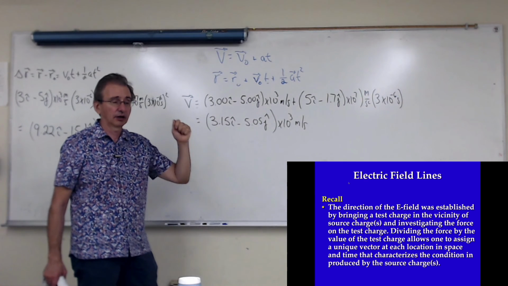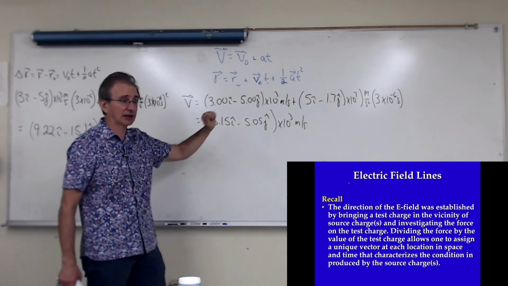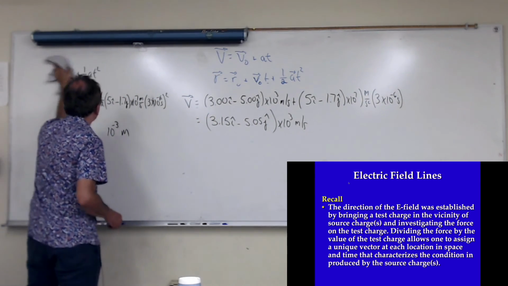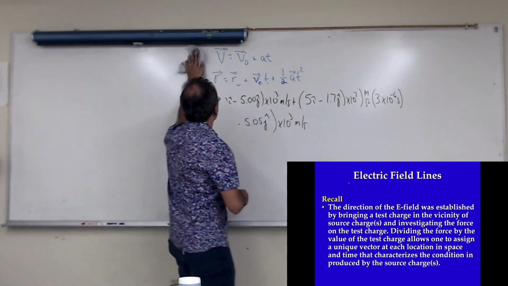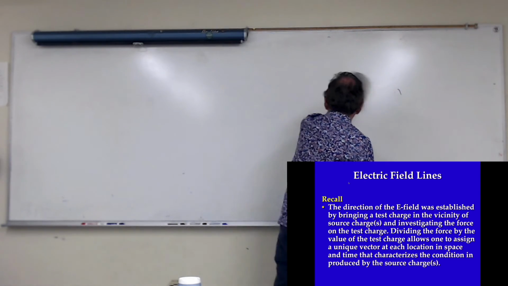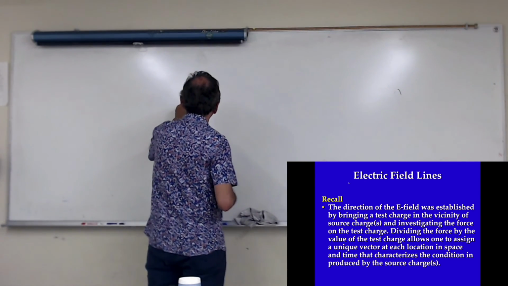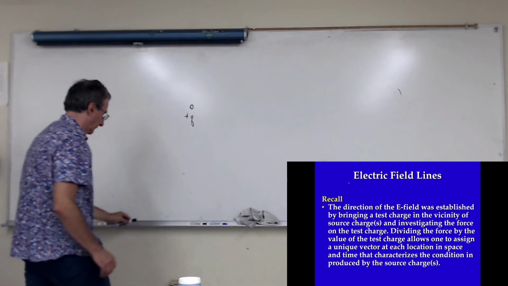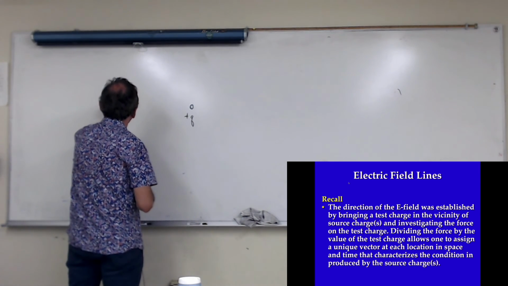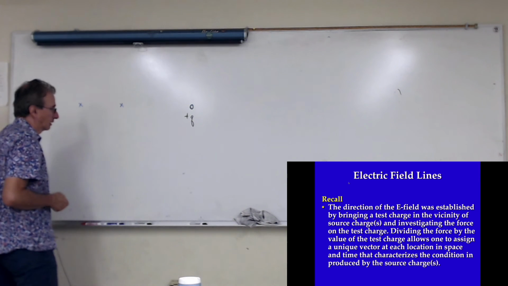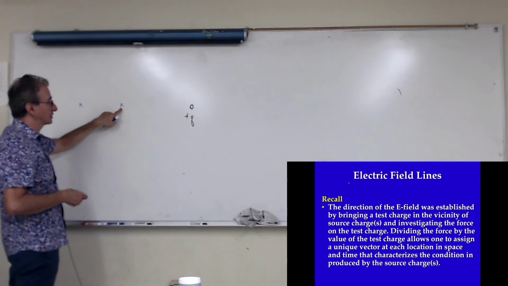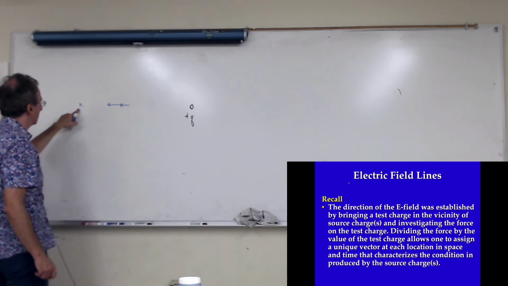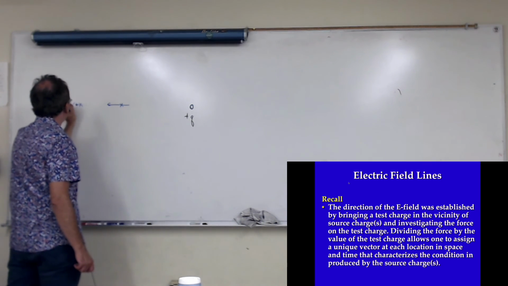And this unique vector characterizes the condition that the source charge produces when I put it in some location in space. In other words, if I take some charge, let's pretend my world is the whiteboard. Let's say I have a positively charged particle. I know the fields point away from a positively charged particle. So let's consider several points in space. Here, here, and here. At this location, I can define a vector that characterizes the electric field produced by that charge. I know it's going to be to the left. And this over here is going to be to the left, but it's going to be shorter because I'm further away. And this is going to be even shorter.